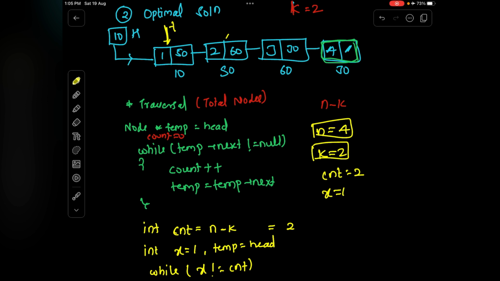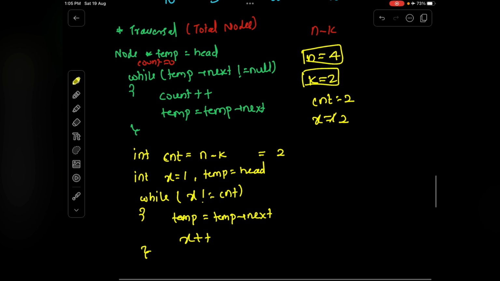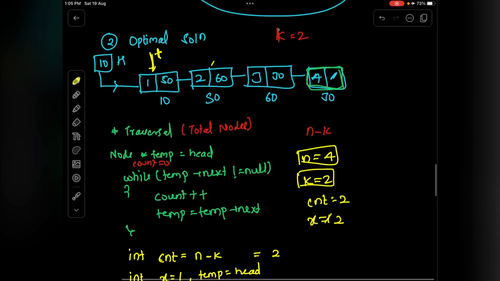Initially my x is equal to 1. So my temp is at the first node. I will check, is x equal to cnt? No. So what will happen? The value of x will be incremented to 2, and the temp will come one step ahead, that is over here, and this will be deleted.